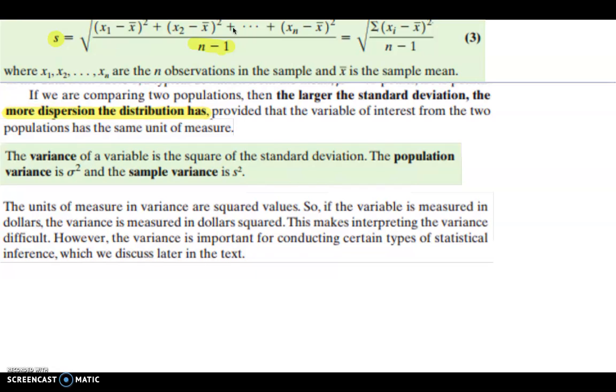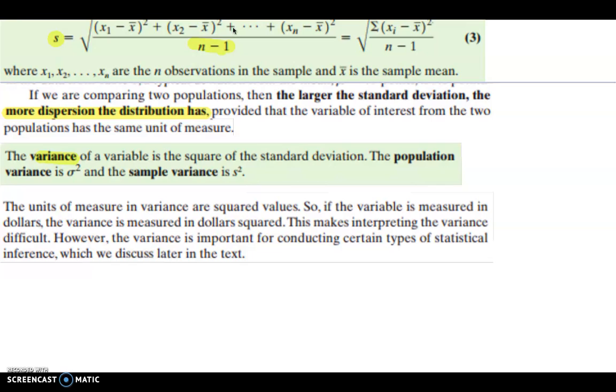If we are comparing two populations, the larger the standard deviation, the more dispersion the distribution has, provided that the variable of interest from the two populations has the same unit of measure. If one is in meters and the other's in inches, we're not comparing the same units of measure, so they've got to be the same units of measure.